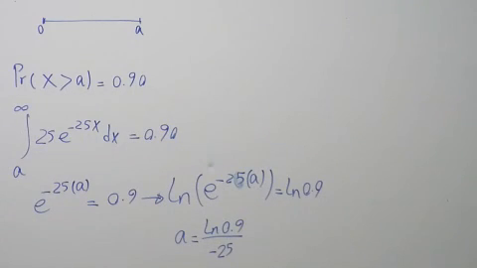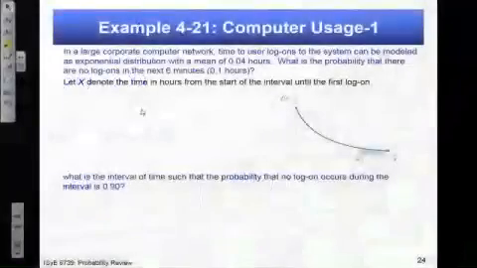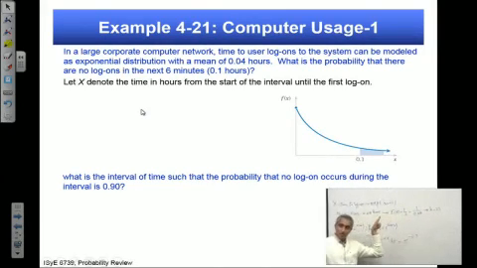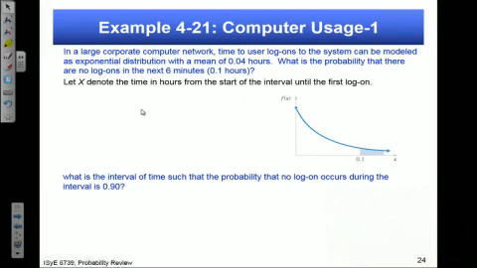Go ahead. For the first part, you took your lambda and found your mean, I'm guessing? No. The problem says for the first part, the mean is given, 0.04. I use that and the relationship between mean and lambda to find lambda. Okay? So the mean is given, and then based on that, I found what lambda is. It's not the other way around. And I use that lambda for that probability.